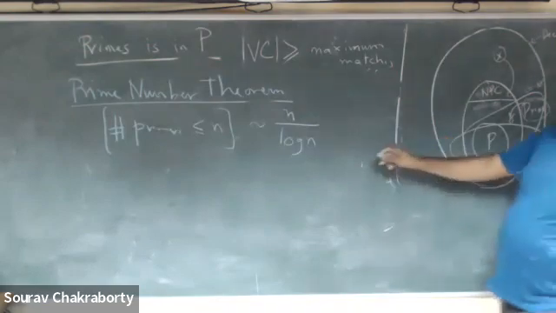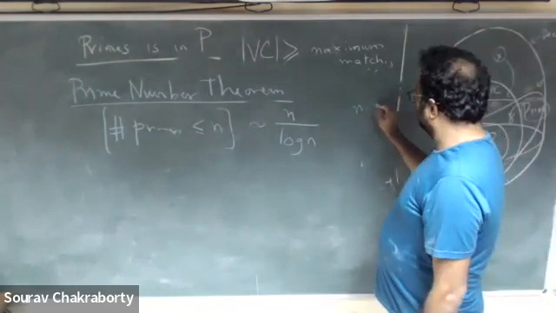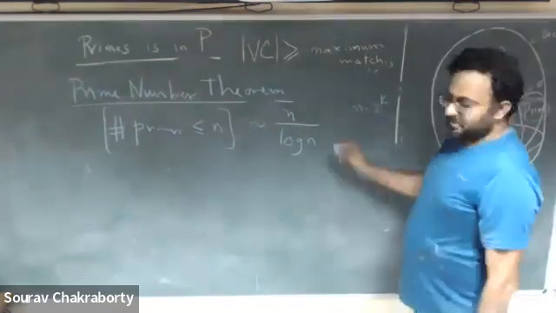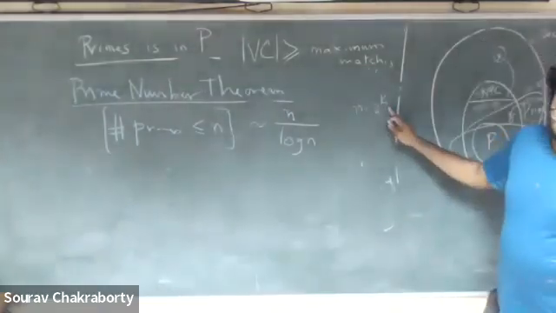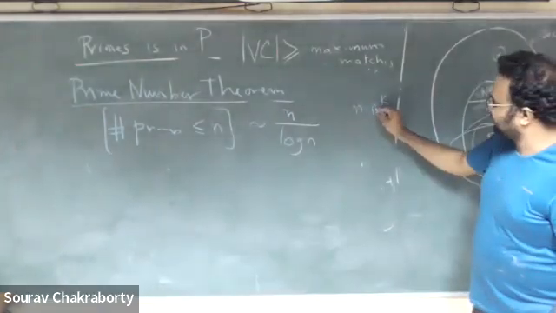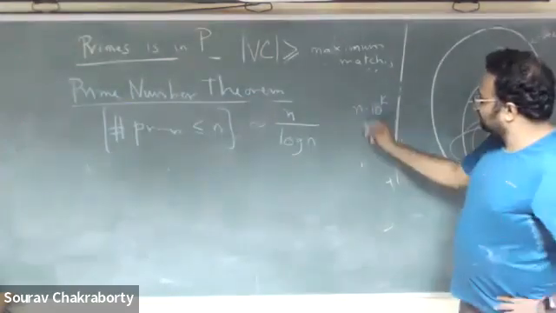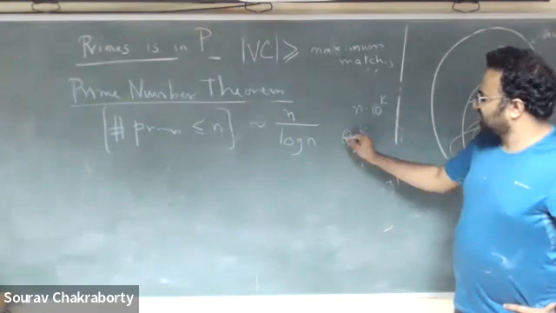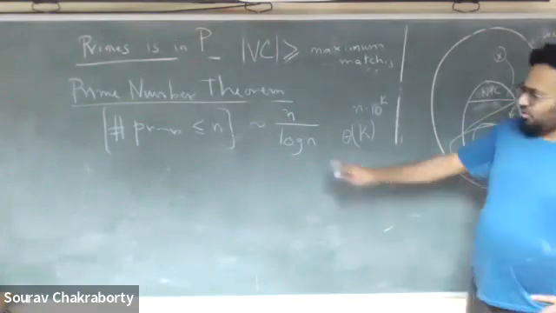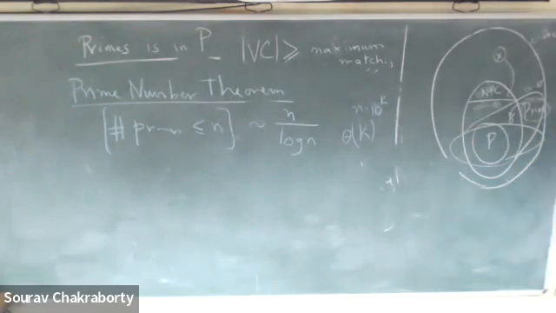So if n equals 2 to the power k, I am looking for a k-bit number or a k-digit number. Log of n is order k. So I pick a random number, and with probability around 1 by k I get a prime. I check whether it is prime using the primality algorithm, which is in P. If not, throw it away and repeat.